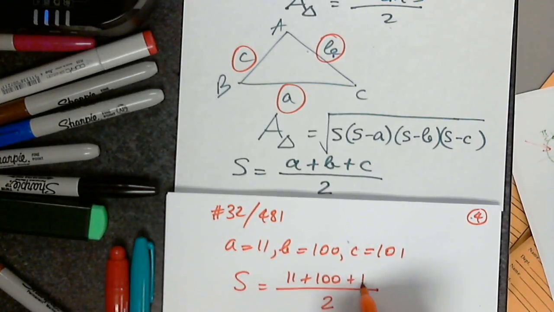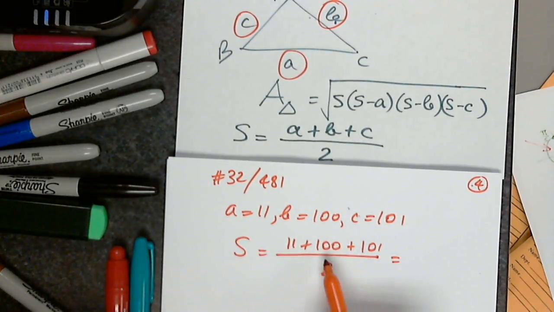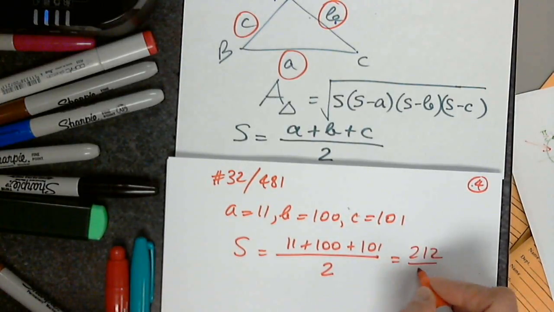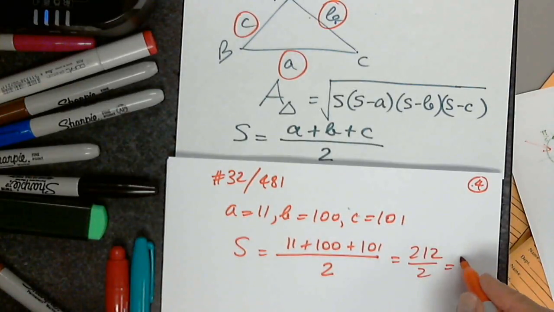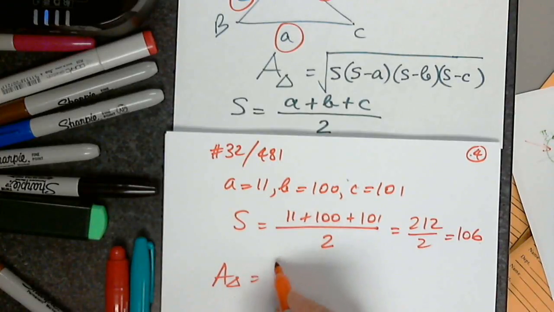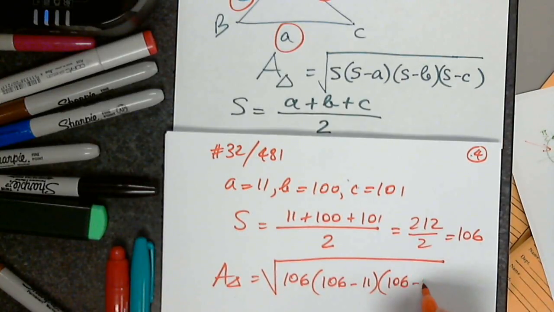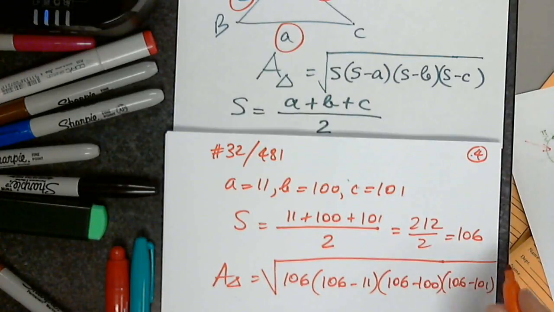11 plus 100 plus 101. 100 plus 101 is 201, plus 11 is 212. Divided by 2 is 106. So then the area of this triangle will be the square root of 106 times 106 minus 11 times 106 minus 100 times 106 minus 101.